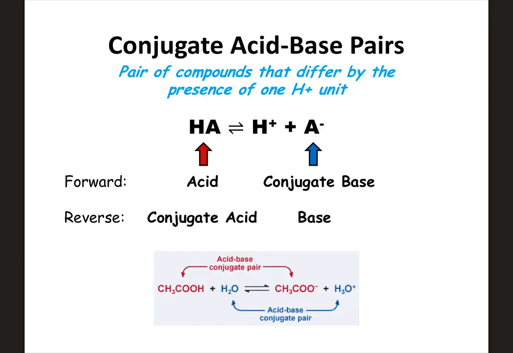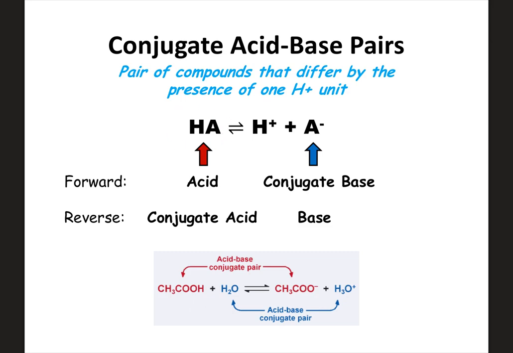Now we want to talk about conjugate acid-base pairs. These would be pairs of compounds that differ by the presence of one H plus unit here. You definitely need to be able to identify conjugate acid-base pairs in reactions. For example, we have this compound in this reaction that is an acid. It starts with H, so it's going to be an acid. When it's in equilibrium with its ions, it's essentially going to give off an H plus, and then the A minus would be your conjugate base. It's differing only by the presence or absence of this H plus.